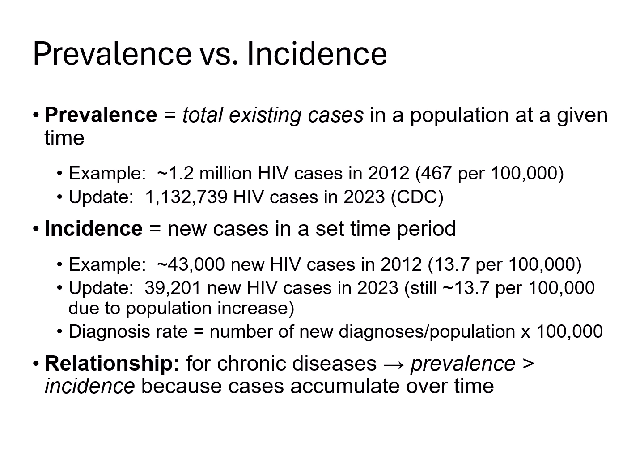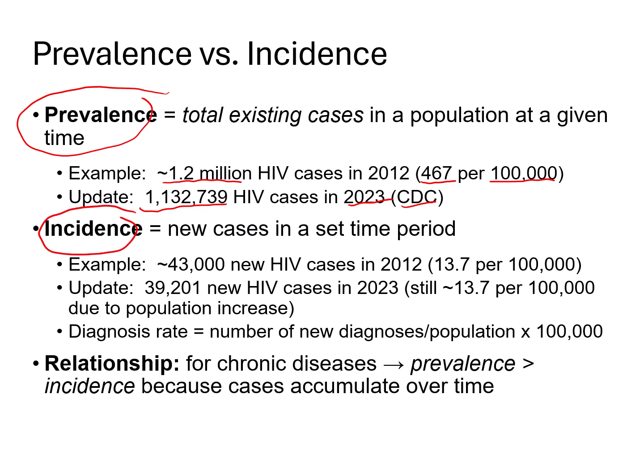Our next vocab terms are prevalence versus incidence. Prevalence counts all existing cases at a point in time. For example, the book states that there were about 1.2 million HIV cases in 2012, or when expressed as a rate, 467 per 100,000 individuals. More recently, about 1.13 million total people in the U.S. were living with HIV in 2023, according to the CDC.